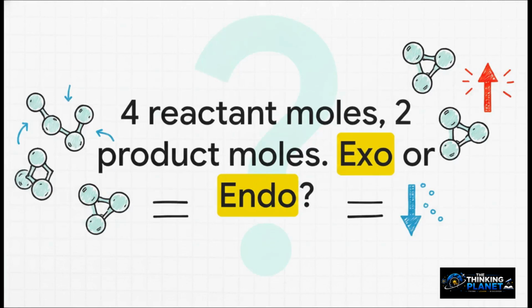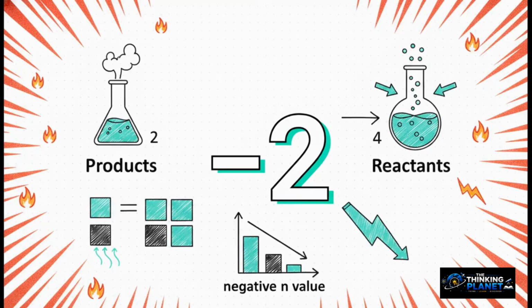Okay, here's your first practice question. Imagine you're looking at an equation on your test. You count 4 moles of reactants on the left, and you count 2 moles of products on the right. Is it exothermic or endothermic? Do the mental math right now using our formula, products minus reactants. Let's see if you got it. Products minus reactants means 2 minus 4, which gives us an N value of -2. Since -2 is less than 0, we instantly know this is an exothermic reaction. Man, it's incredibly fast, isn't it?